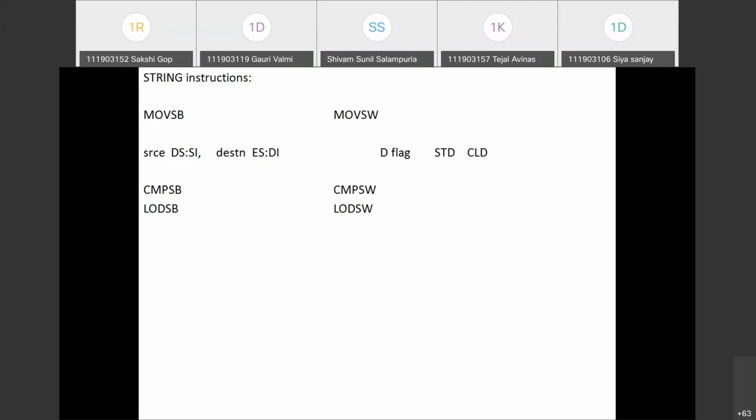Load string byte, load string word. Load into accumulator the content of source. In load string byte, accumulator AL will get loaded with a byte from source, pointed by SI with respect to DS. After loading, SI gets appropriately updated by incrementing by one or decrementing by one.